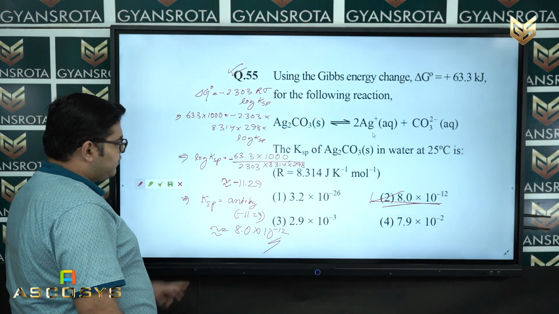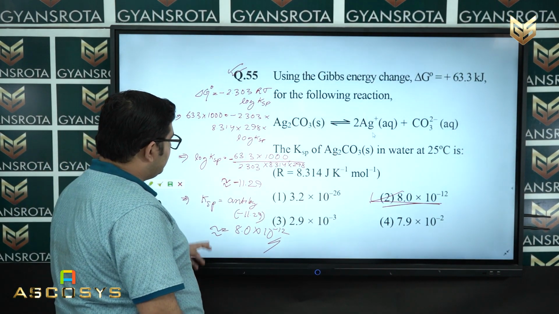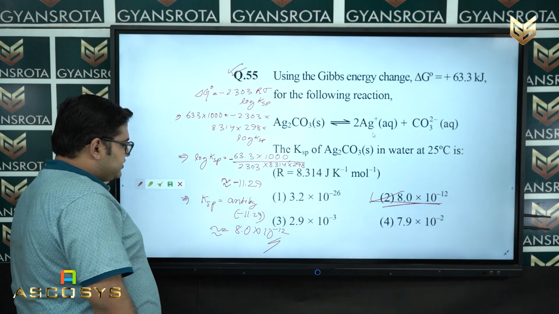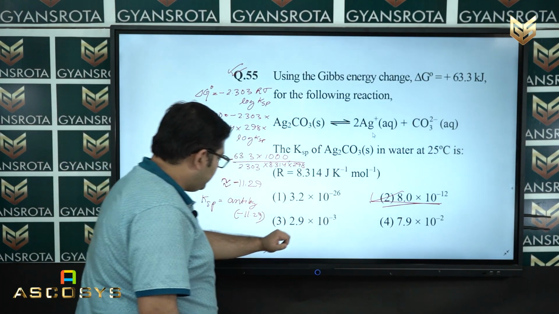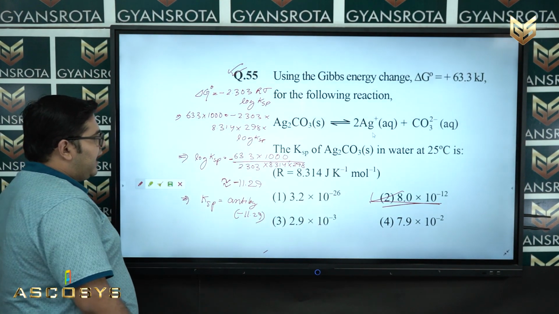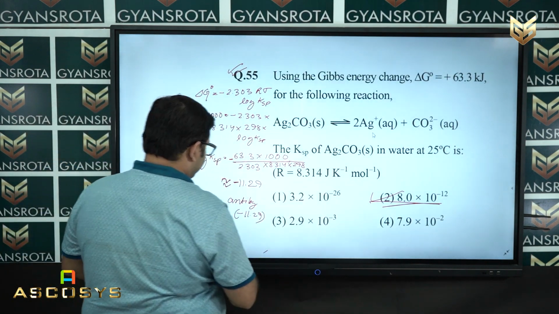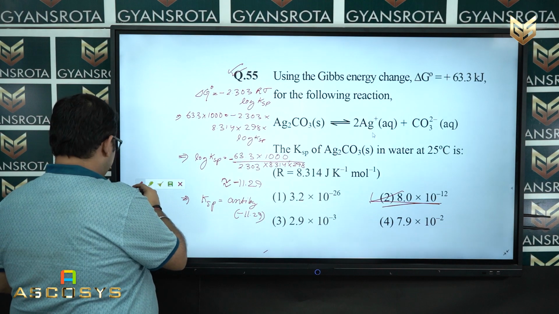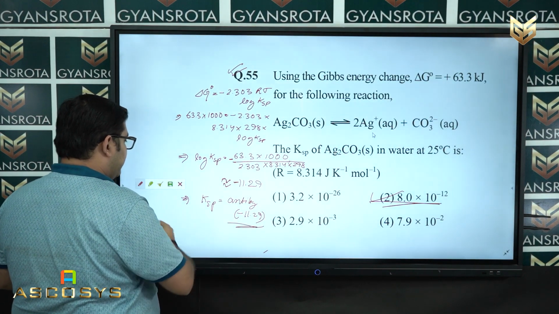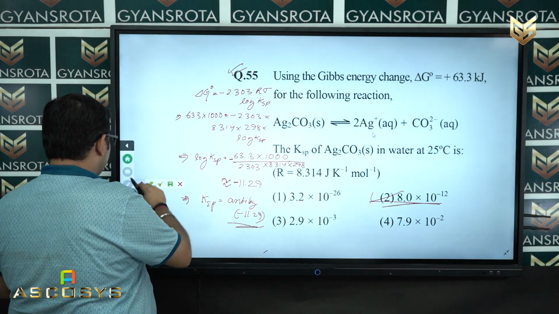Now in exams, if you don't know how to find out the log or anti-log, just stop here. Okay, no need to solve the whole part. I am giving a trick here. I am going to mention a trick on the next slide. So just remember anti-log of minus 11.29.